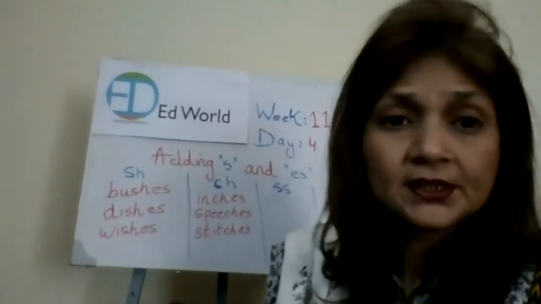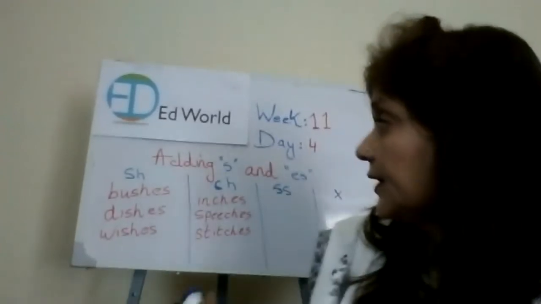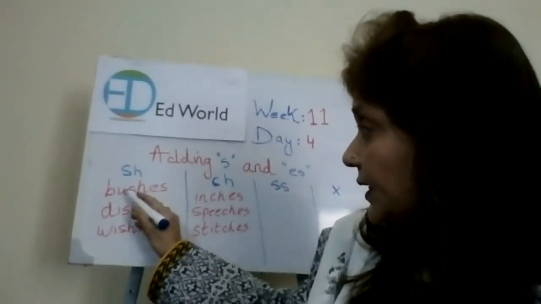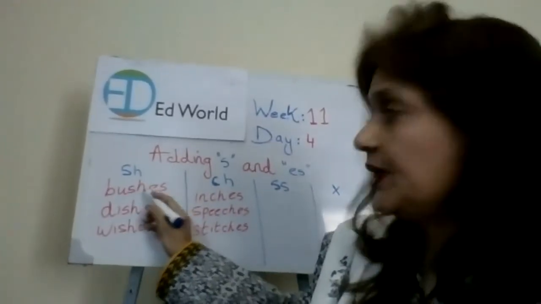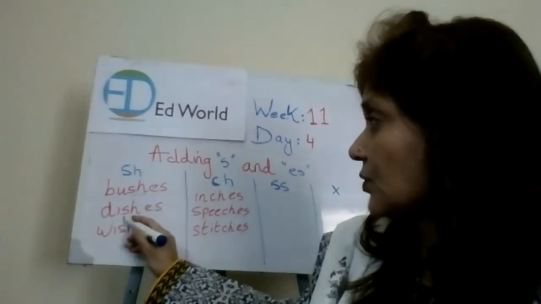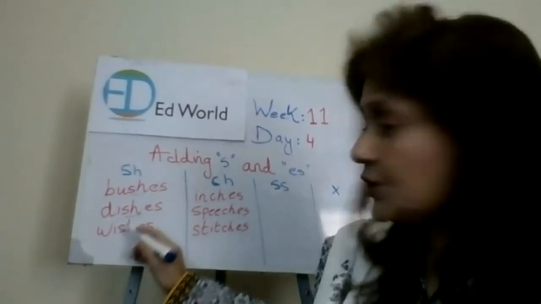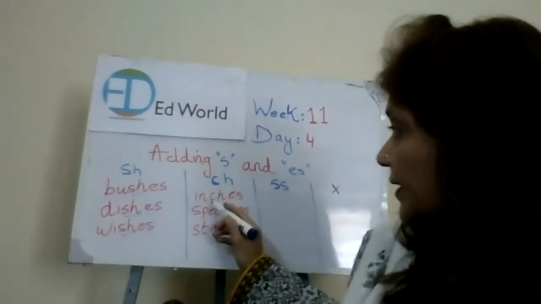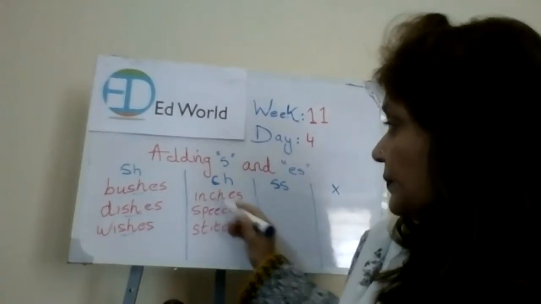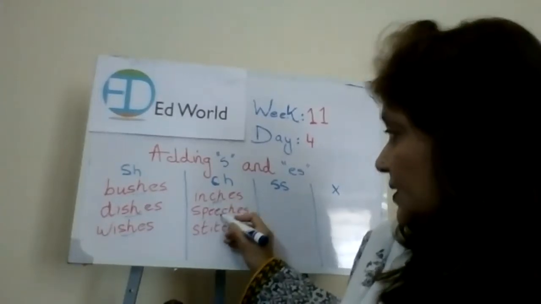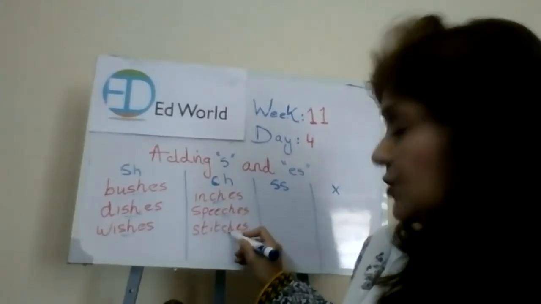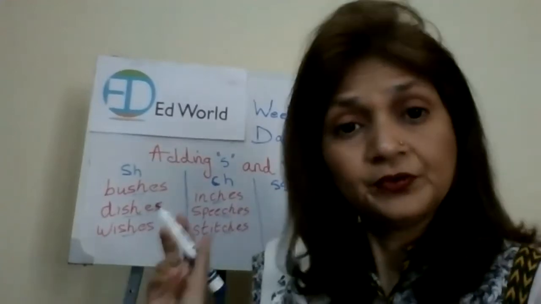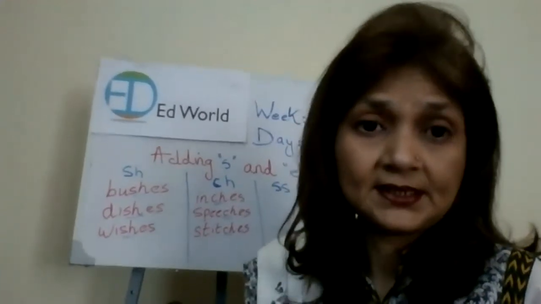Now see these words. Over here they ended with sh, so we have written es. Dish also ends with sh. Same goes here. Inch ends with ch. Speech ends with ch, and stitch ends with ch too. So we have added es.